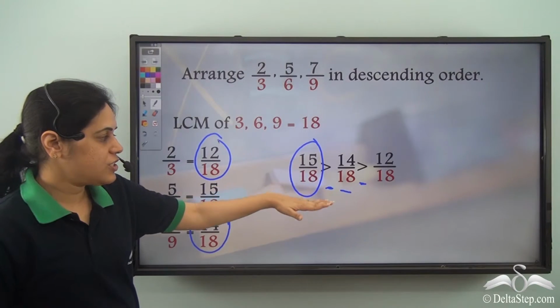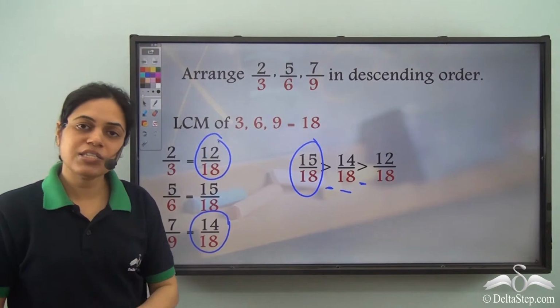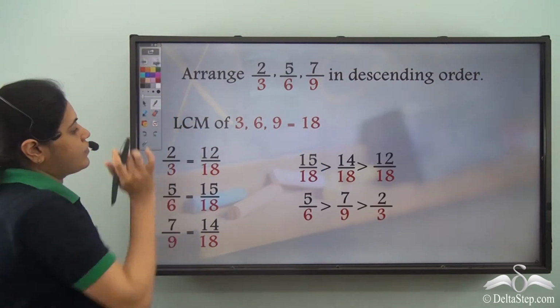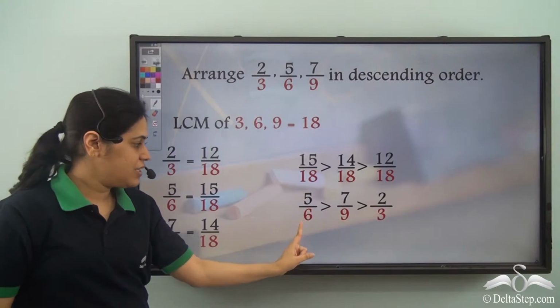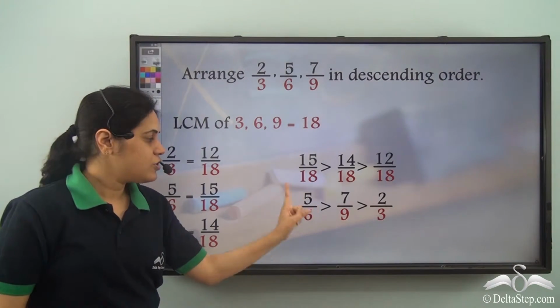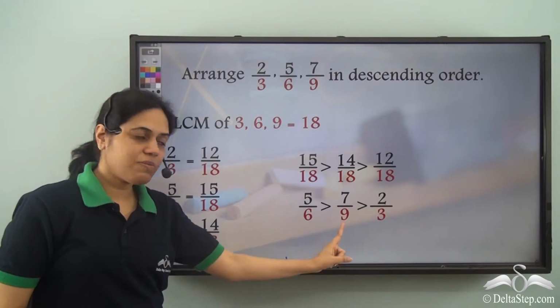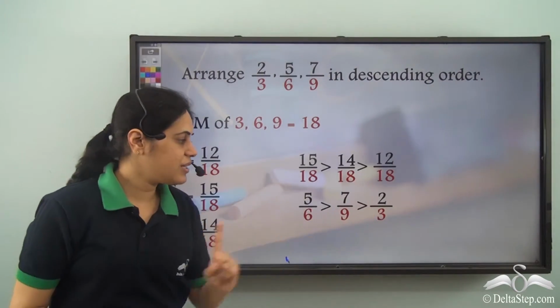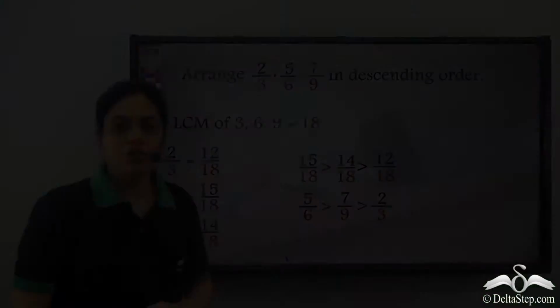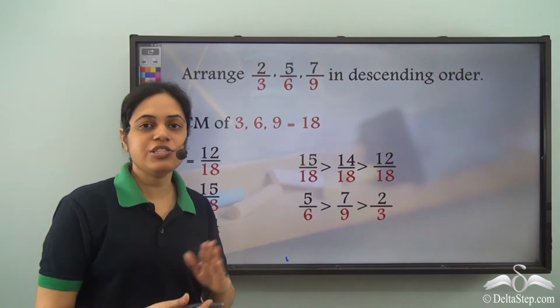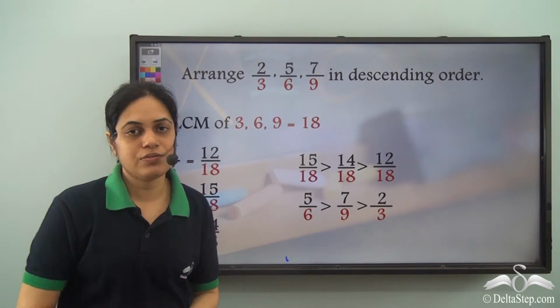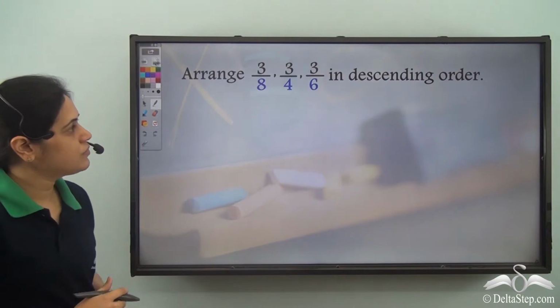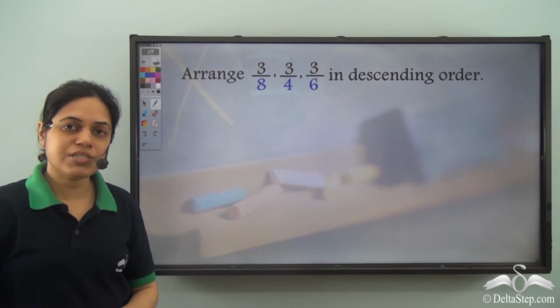But I need to write the fractions which are asked in the question. So 15 by 18 is equal to 5 by 6. So 5 by 6 is greater than 7 by 9 and 7 by 9 is greater than 2 by 3. So this is how I can arrange these fractions in descending order. Now can you arrange these in descending order?